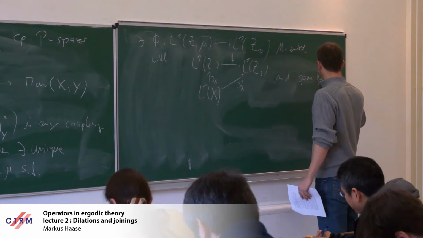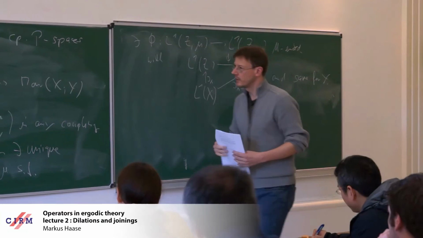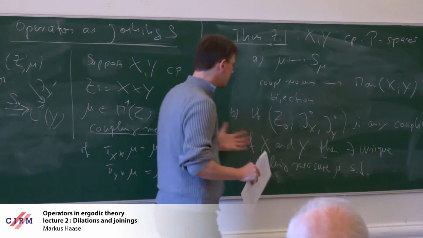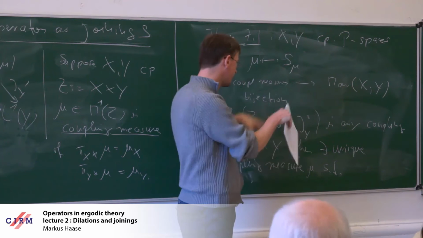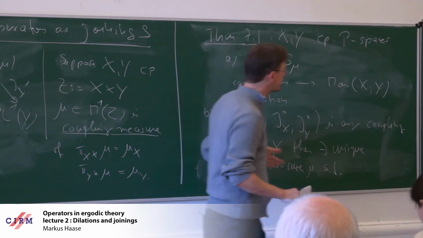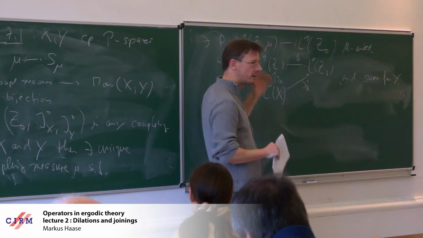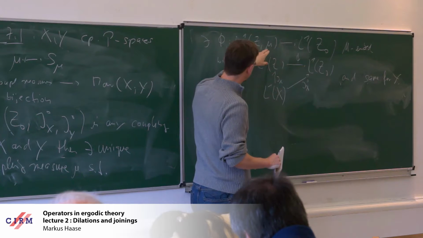Same for Y. So this is the best that you can hope for. A coupling is any such probability space and embedding such that the ranges generate, and this tells you that you have a complete classification of couplings up to a natural notion of equivalence, with these joining measures, the coupling measures on the product space.